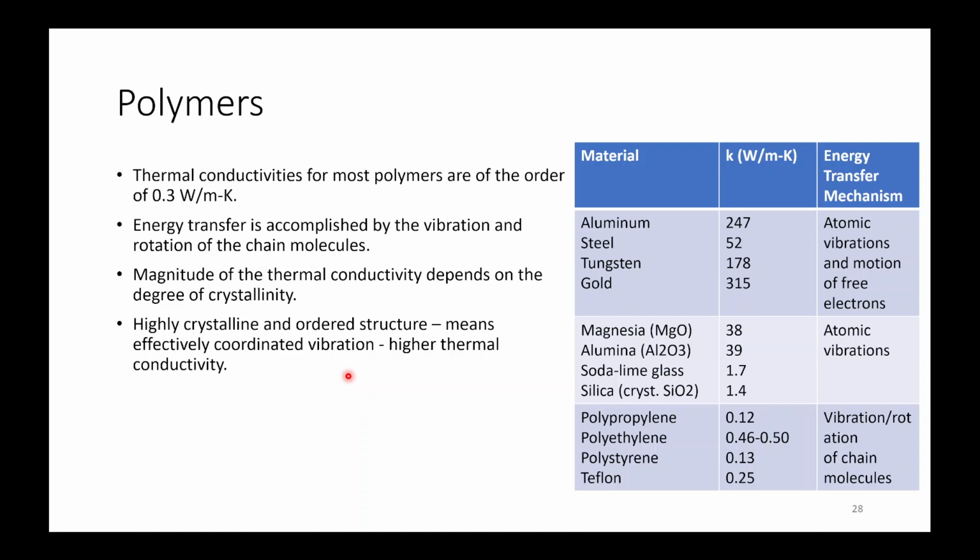Now for polymers, thermal conductivities for most polymers are of the order of 0.3 watt per meter Kelvin, which is very low. So the handles of cookers and all those are made using polymers. Now energy transfer is accomplished by the vibration and rotation of the chain molecules. So it has an entirely different method of heat transfer.